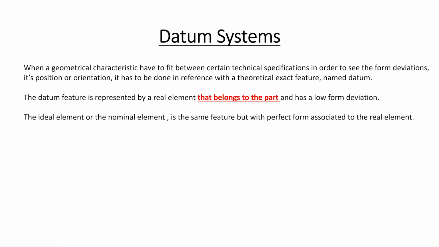Datum system. When a geometrical characteristic has to fit between certain technical specifications, in order to see the form deviation, its position or orientation, it has to be done in reference to a theoretically exact feature, named datum. The datum feature is represented by a real element that belongs to the part and has a low form deviation. The ideal element of the nominal element is the same feature but with perfect form, associated to the real element.